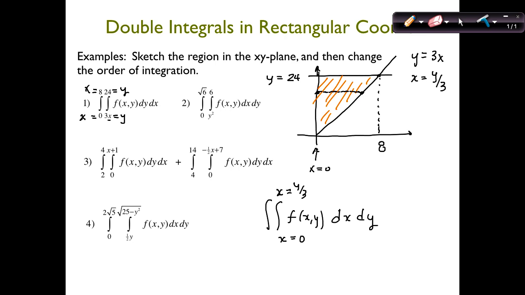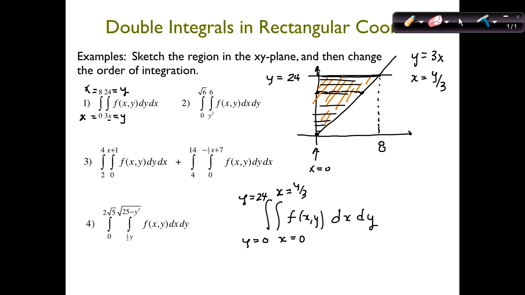And then so left to right, bottom to top. So bottom means the first strip that we have is at the bottom. Is at what y value? Y equals 0. And then we're going to integrate all those strips up to the very last strip, which is at 24. So changing the order here, the integral is from 0 to y over 3 and 0 to 24 dx dy. So you don't need to write the x equals and the y equals. I'm just doing that to clarify. You just write 0 to y over 3 here, and then 0 to 24.